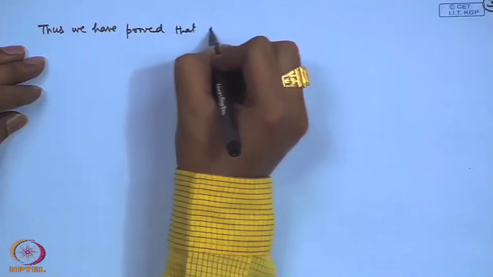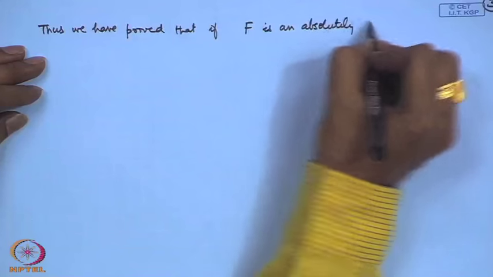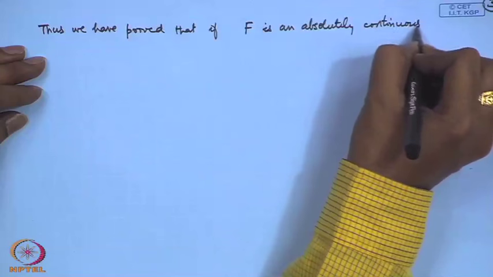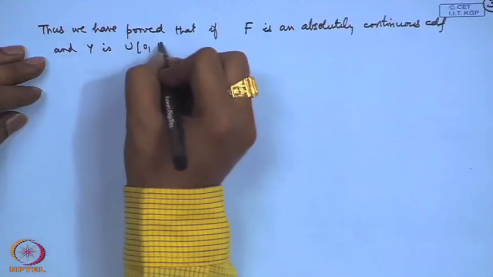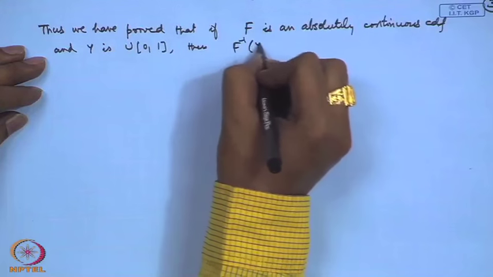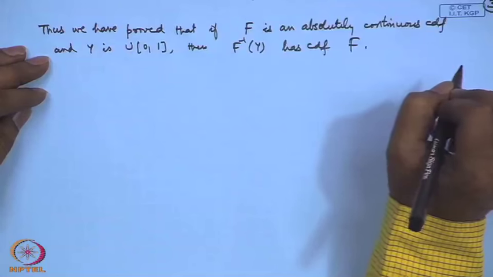Proved that if F is an absolutely continuous CDF and Y is uniform(0, 1), then F inverse of Y has CDF capital F. These two results taken together are also the building blocks of the simulation procedures, because in simulation we have to generate random samples from some given distribution with CDF capital F. So, what do we do?